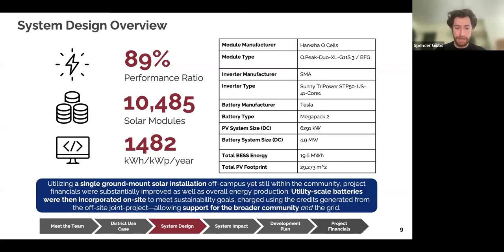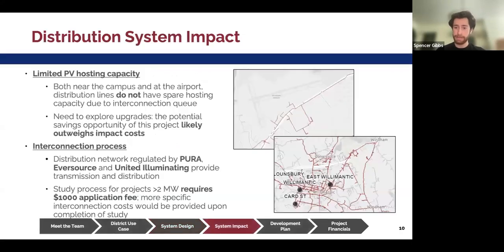So by utilizing this single ground mount solar installation off campus, we're able to optimize our total project financials. And then utilizing the grid scale storage on campus, we can meet the sustainability goals and charge it with the credits that we would be receiving from the off-campus solar, as well as support the overall community a little bit more by giving control of the batteries to Eversource over the summer months, which would provide better support to the grid through reactive power and things of that nature. Next slide, please.